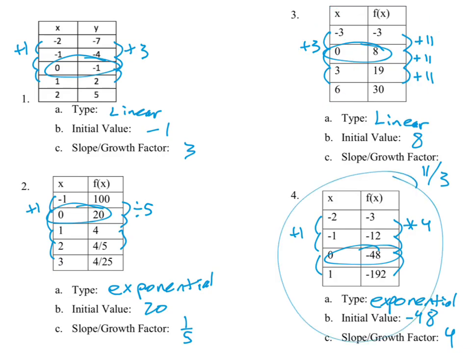Number 4 here, my initial value is just negative 48, it's when x is 0. My x's went up by 1, my y's are timesing by 4, and so my growth factor is going to be 4 on my last one.